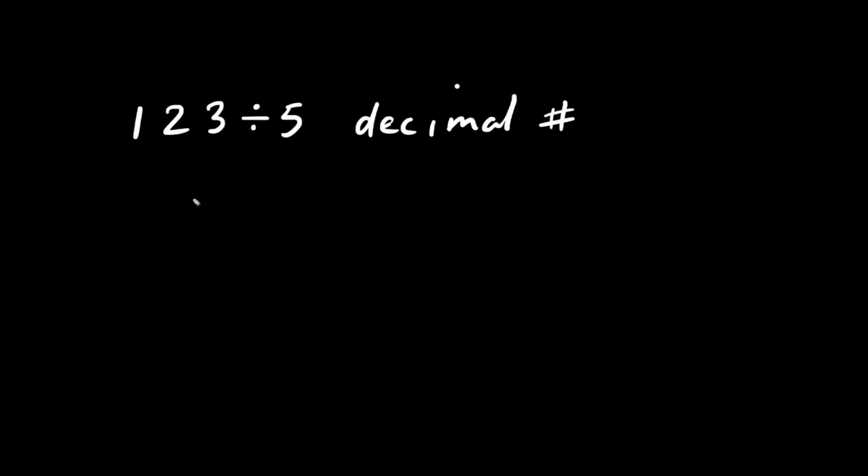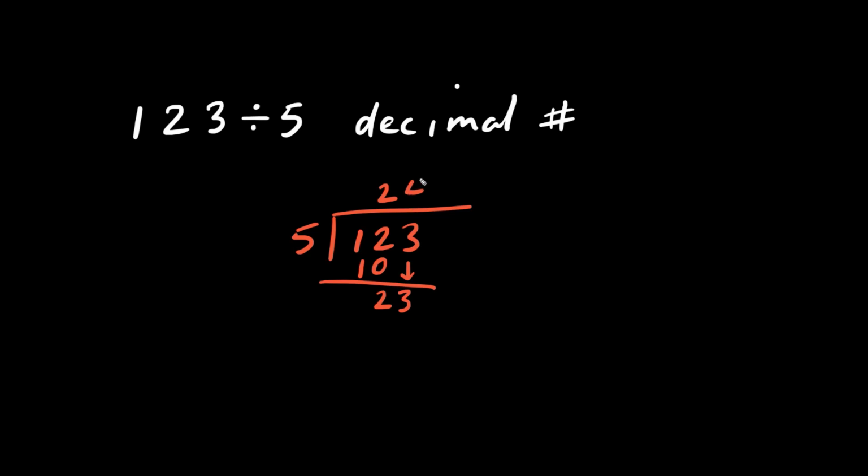Let's now express 123 divided by 5 as a decimal number. We use long division. 123 divided by 5. 5 times 2 is 10. We draw a line and subtract. 12 minus 10 is 2, and we drop the next digit, 3. 5 times what is 23? We go 5 times 4 is 20, and we subtract, we get a 3.